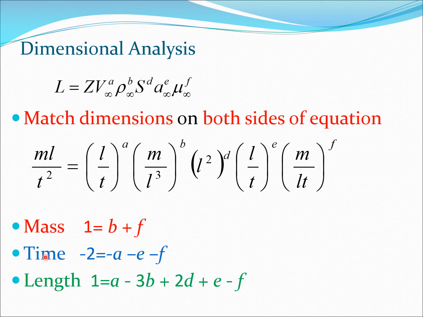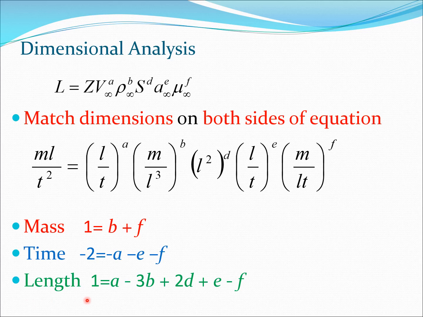Similarly, we look at time. Time here is t squared, so the index is minus 2, because if we take the t up it becomes t to the power minus 2. On the right hand side, one index is minus a, then one more index is minus e, and another index is minus f. So that gives minus 2 equals minus a minus e minus f.